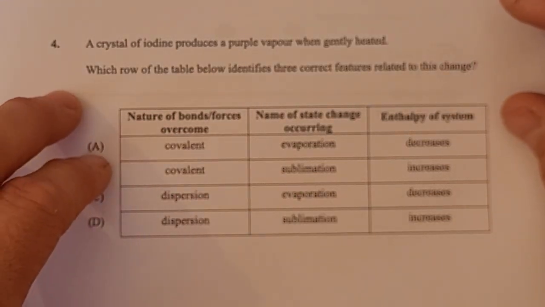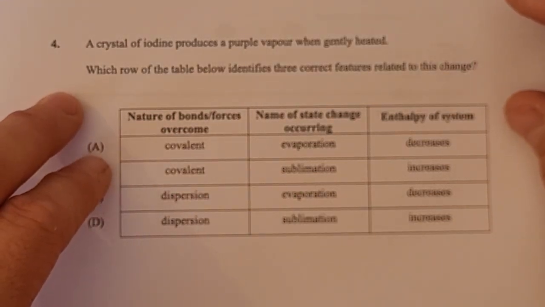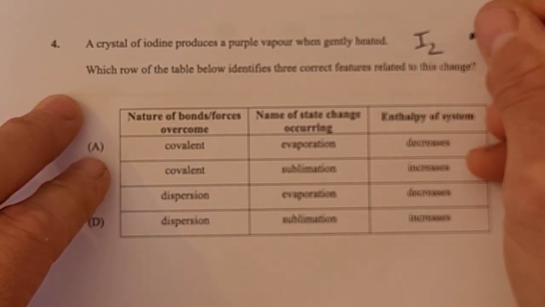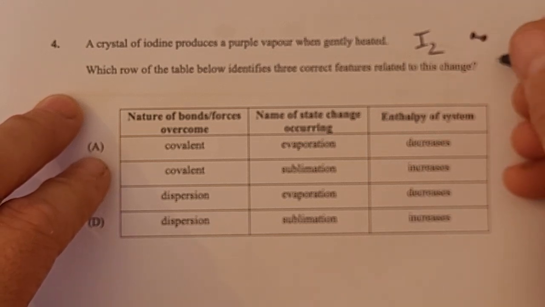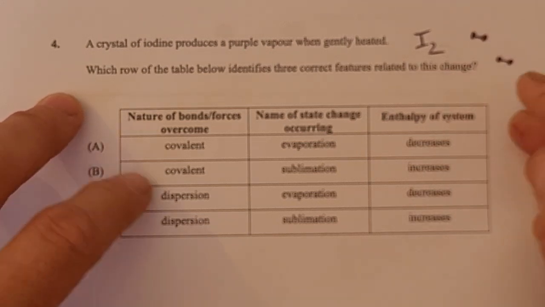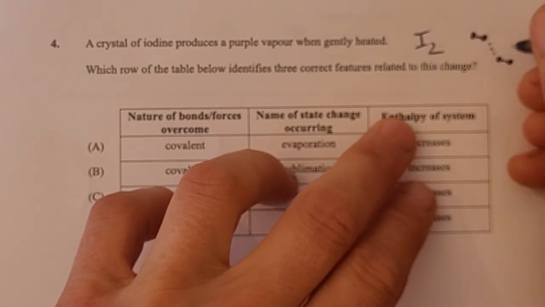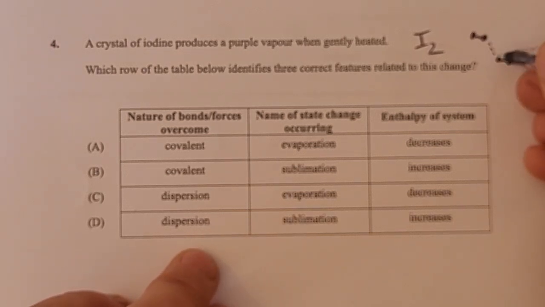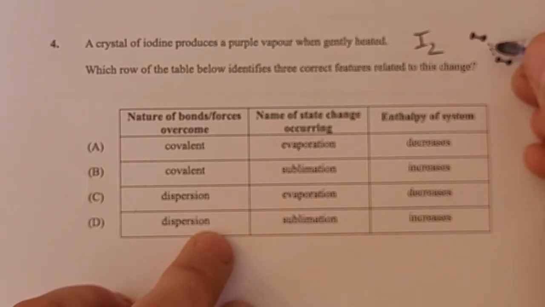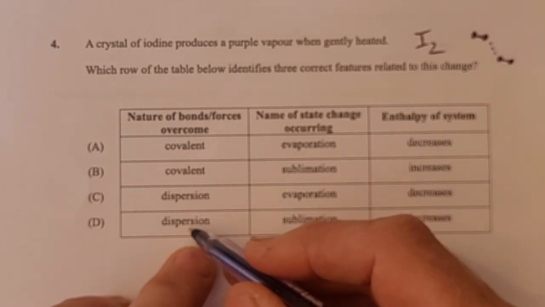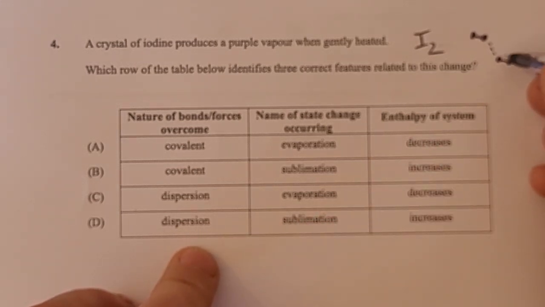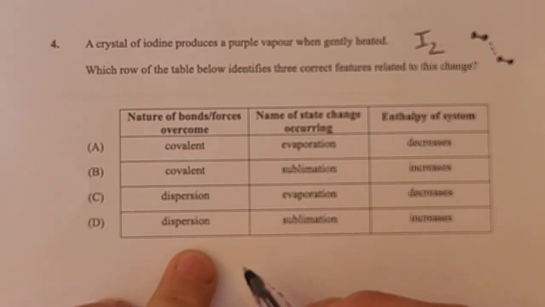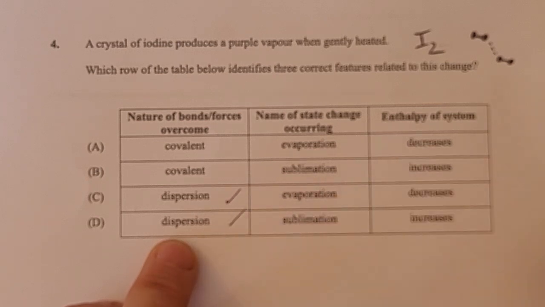Crystals of iodine produce purple vapor when gently heated. So this is I2. Okay, so these are little molecules. If it's a solid, that means there's some intermolecular forces between the molecules. Those particular ones are dispersion forces, because these are non-polar, so they're not hydrogen bonds or polar bonds. They must be dispersion, so those two.